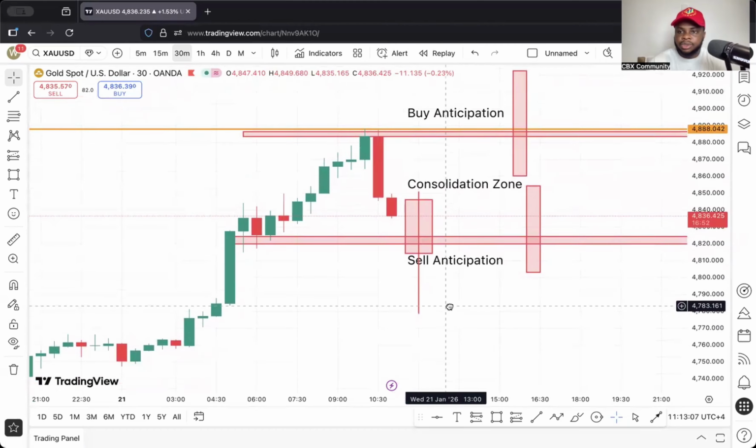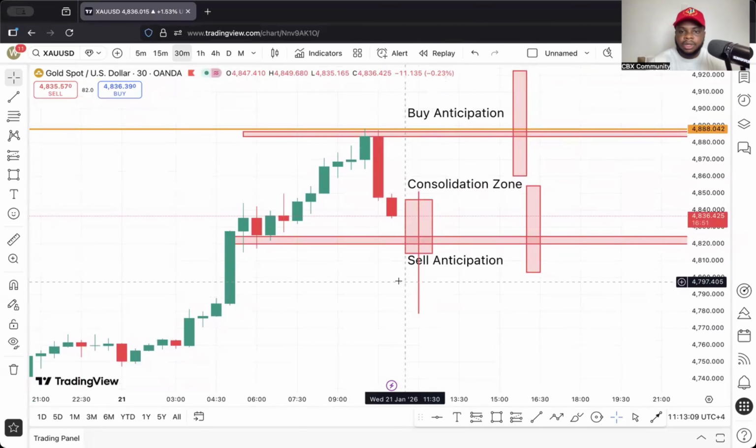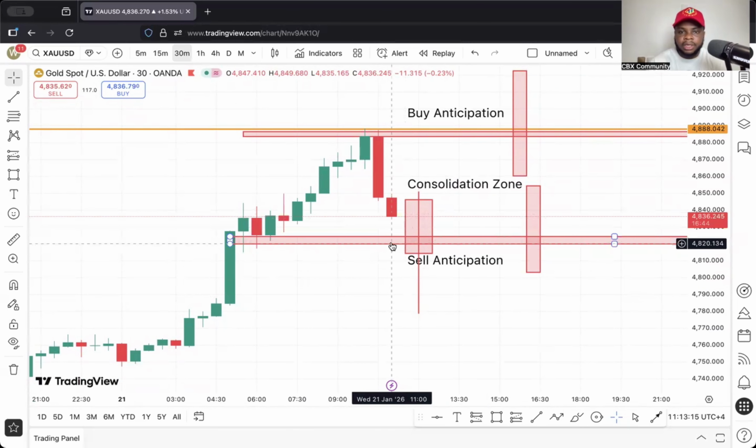So for now, we don't need to do anything since this is London open, which means there is volume in the market, and we are anticipating for the candle to continue to come down. But from this resistance zone down to this support zone is being considered a consolidation zone. So we don't need to do anything.